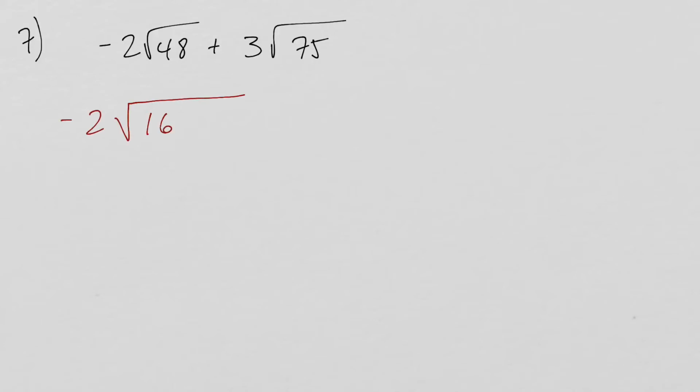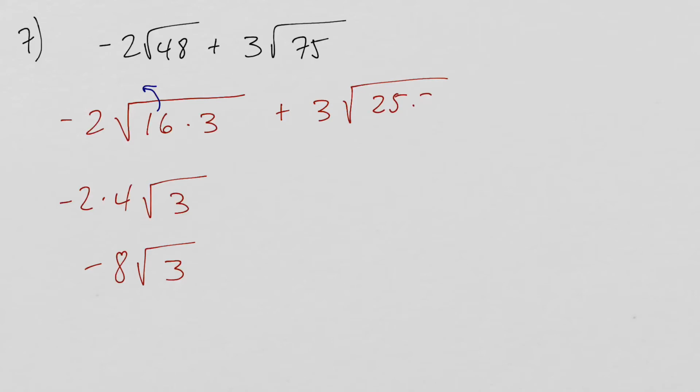Okay, at first glance, these don't look like like terms, but this can be rewritten as 2 times the square root of 16 times 3. And when we take the 16 out, it becomes a 4. So we have -2 times 4 times the square root of 3, or -8 root 3. For the 25, we can write this as 25 times 3. And when you take out the 25, it becomes a 5. So we have 3 times 5 times the square root of 3, which is 15 times the square root of 3. Now they're like terms.